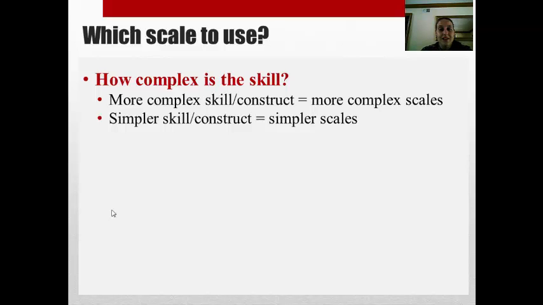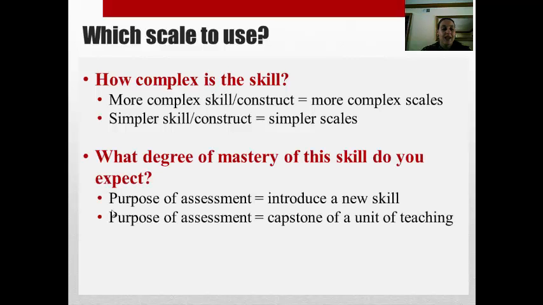And there are several factors that you should consider when choosing the type of rubric. So, for example, the first is the complexity of the skill. A complex skill requires complex scales for adequate evaluation. Simpler skills may require only a checklist. In addition, the degree of mastery expected with the skill should be contemplated. So consider the purpose of the assignment. Is the rubric being used to introduce a new skill or as a capstone to a unit of teaching?